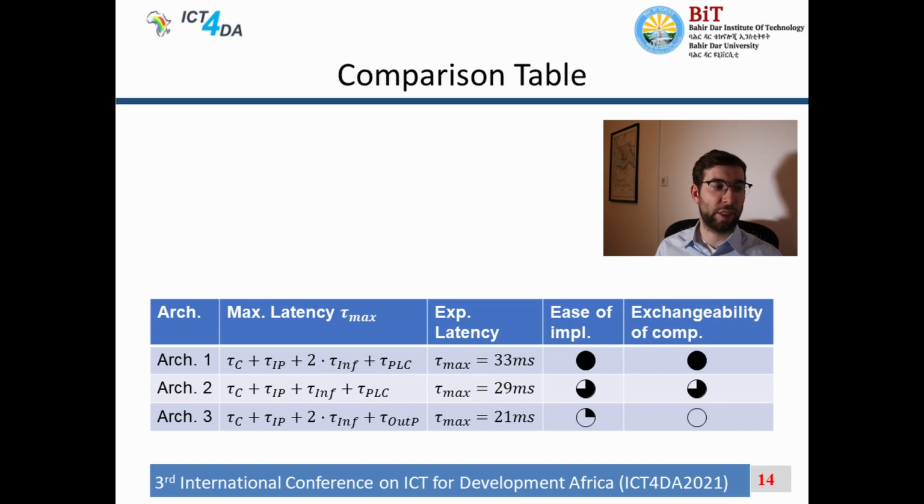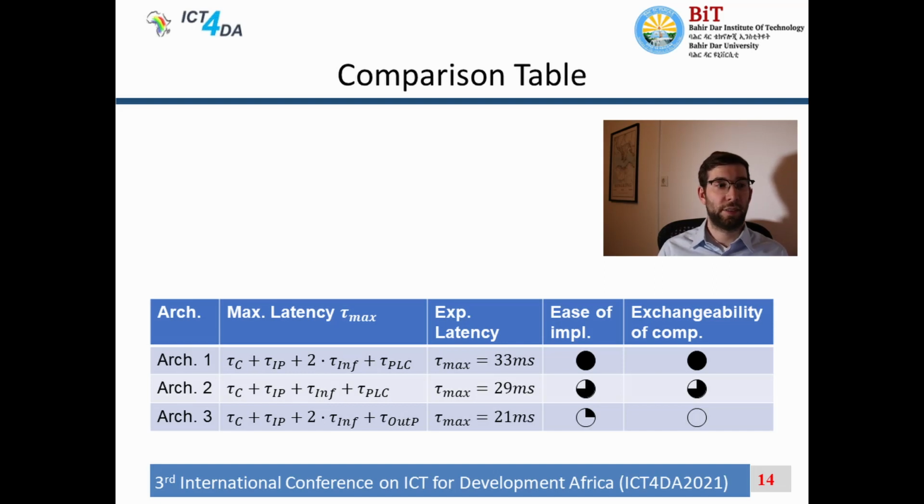In terms of ease of implementation, architecture 1 is by far the easiest one. Since all the components work asynchronously, there's no synchronization effort whatsoever. In architecture 2, we need to synchronize the image preprocessing and the inference tasks, which lowers the ease of implementation. The third architecture needs both a synchronization of inference and image preprocessing, and inference and PLC. So it's by far the most complicated implementation.